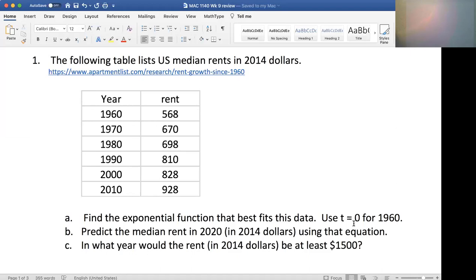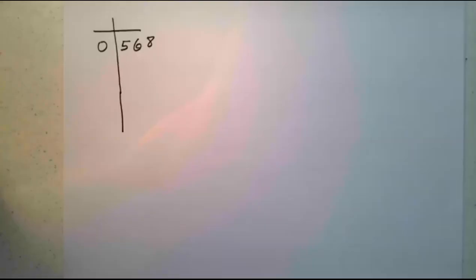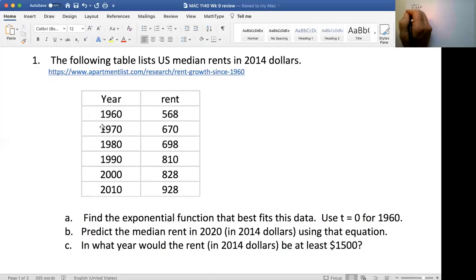So what we have here is we have 1960, 1970, 1980. So our first point, we have 1960 for the year and 568 for the rent. But t equals 0 is going to correspond to 1960. And the rent is 568. So when I start my table, it's going to look like this. My next point is 1970. Well, if 60 is 0, 1970 would be 10, and that corresponds to 670, etc.